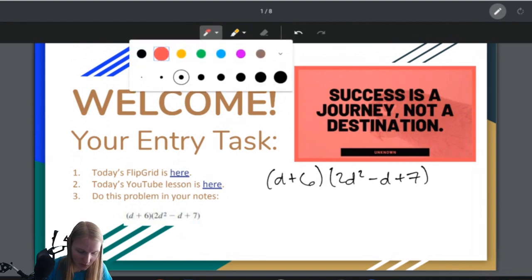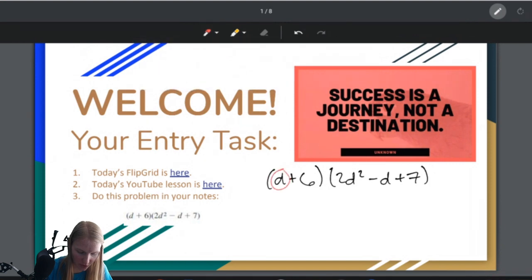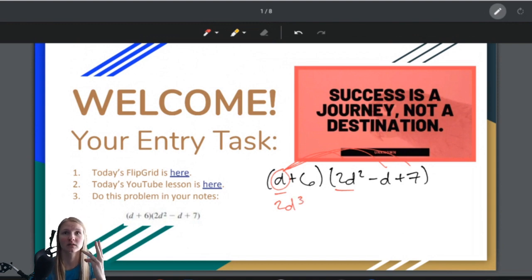Okay. First thing we're going to do is take the first term and give it to everything inside of the parentheses. So d times 2d squared is 2d cubed, because now there's 3 d's. We have the d from the first term and then the d squared from the second term, so we now have 3 d's.